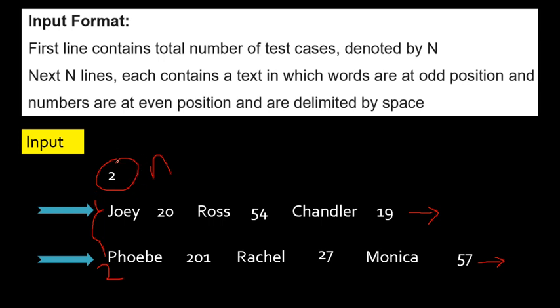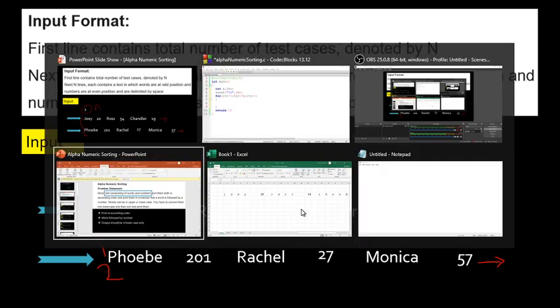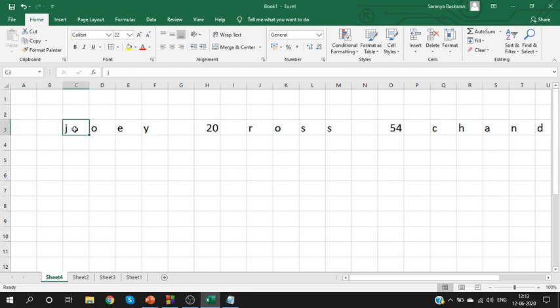Okay. After scanning n, what should we do? We need to get the actual input. What is the input? A word followed by a number, followed by a word, followed by a number, followed by a word. This goes on, right? So how do I get this input? Look at this. This is how your input is going to be.